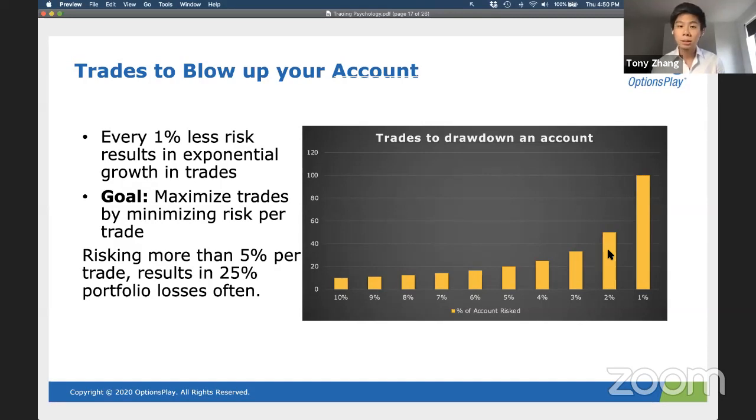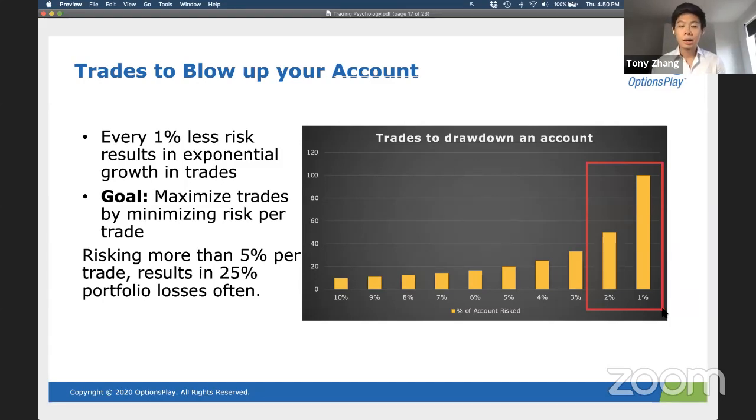It's nearly impossible to have that many consecutive winners or losers at any one time, which is why we always advocate that you stick to this type of rule, because it takes an astronomical number of trades to blow up your account or draw down your account. So you can actually prevent yourself from having those account blowups by sticking to these types of rules.